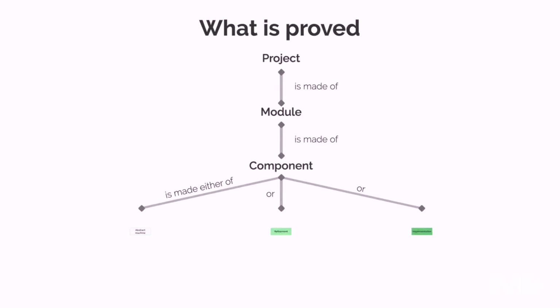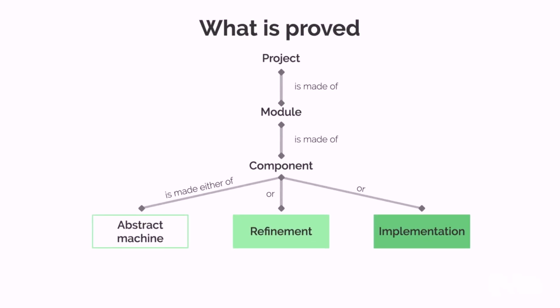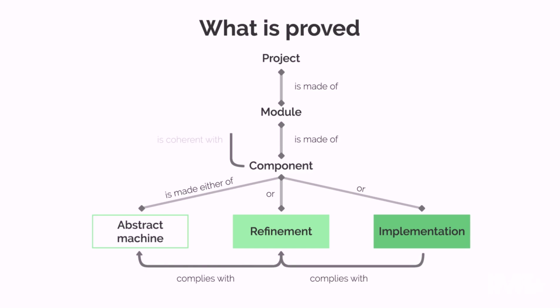About the proof and the relationship with the different elements of a B project, back to the first figure of the lecture, the proof enables to verify many things between the different elements of a B project. The proof enables to verify that the implementation complies with the refinement, that the refinement complies with its abstract machine, and then that the component is coherent with its module, and the module is coherent with the project.